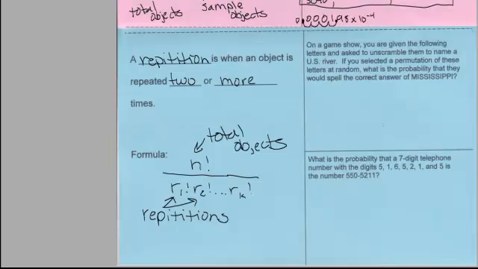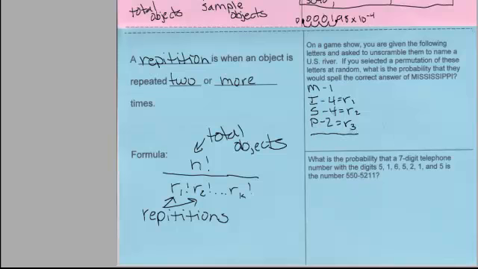So, if you're looking at M's, there's only one of those, so it's not repeated. I's, there are 4 of those, so that is your R1, because those are repeated 4 times. If you're looking at your S's, there are 4 of those, so that is your R2, because those are repeated 4 times. And then your P's, there are 2 of those, so that's your R3.